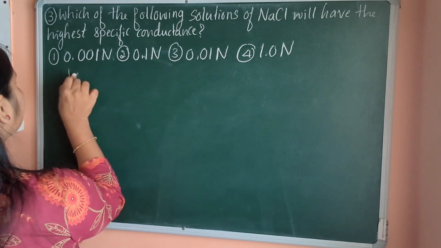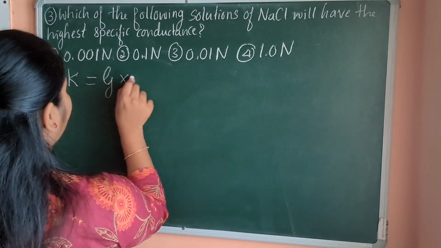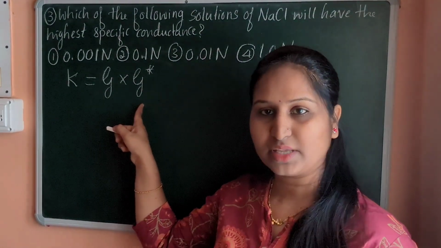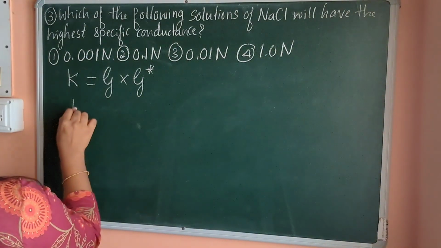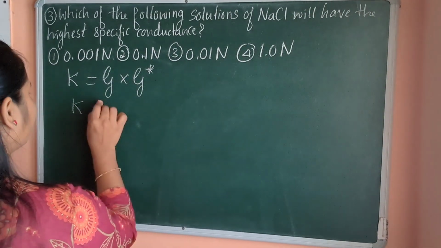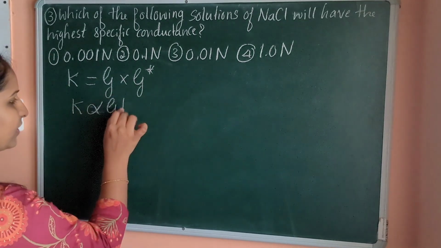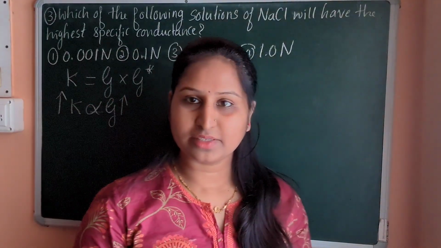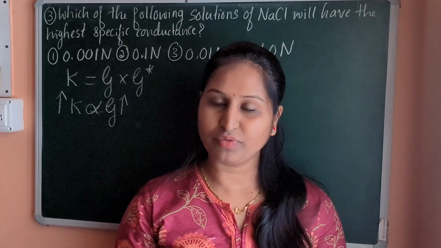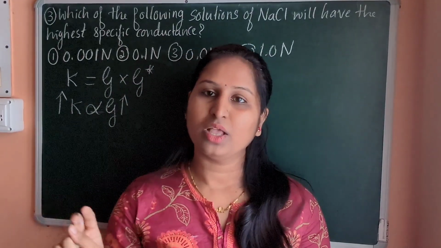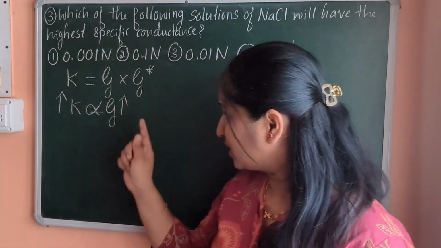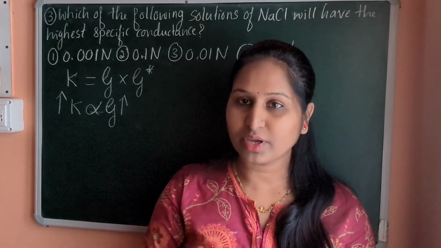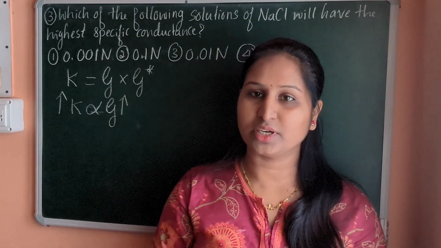We know the formula that specific conductance K is equal to G into G star. What do you mean by this G here? G is nothing but conductance and G star is the cell constant. So you can see here that specific conductance is directly proportional to G. So as the conductance value increases, of course the specific conductance value also increases. So what do you mean by conductance? It is a measure of how easily an electric current flows through a material or a component. So this conductance value increases with increasing concentration for a strong electrolyte. For a strong electrolyte, the conductance increases with the increase in concentration.